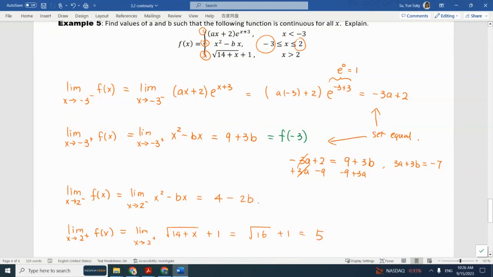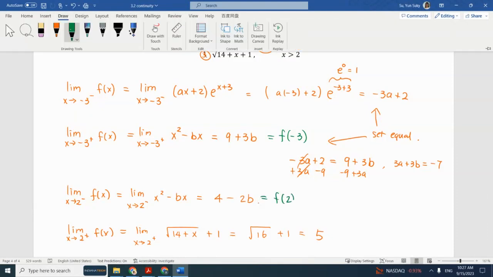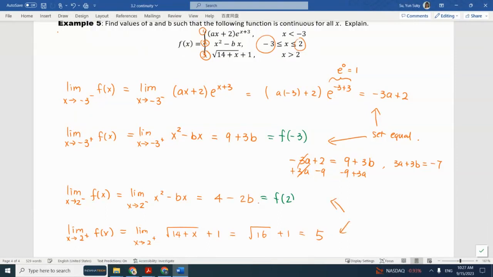Okay, now we have the left side of the limit and the right side of the limit. We know they must be equal, but we also want to say one of them equals the function value at 2. Which one equals the function value at 2? Yeah, from the right? No, from the left, yes, this one. So this one equals f of 2. Good, now we can set them equal.